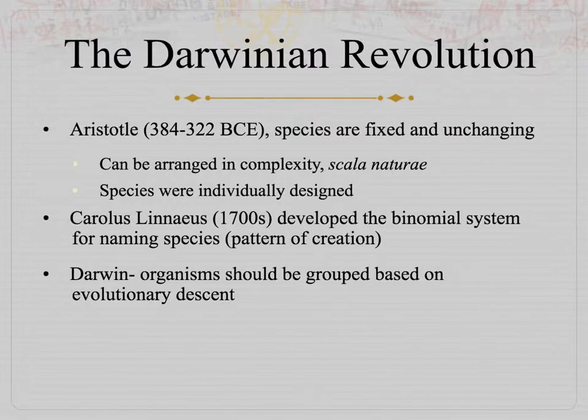And then we have Darwin, who said that organisms should be grouped based on evolutionary descent. He went along with Linnaeus, but not based on patterns of creation, but based on evolutionary descent.